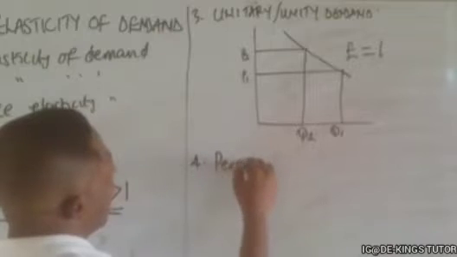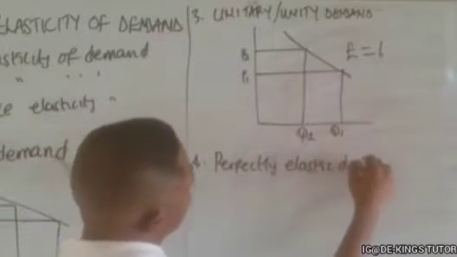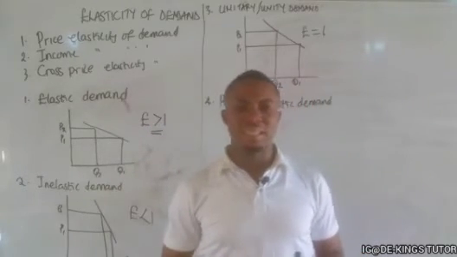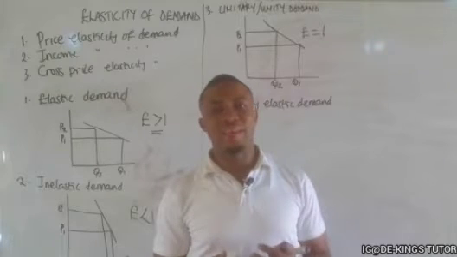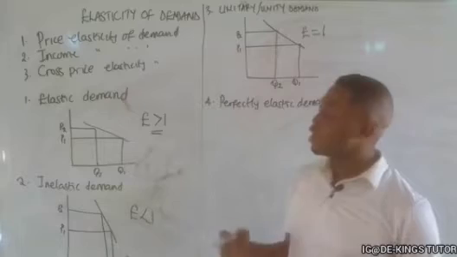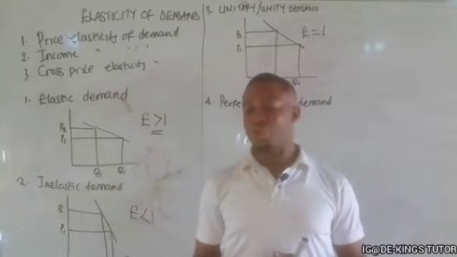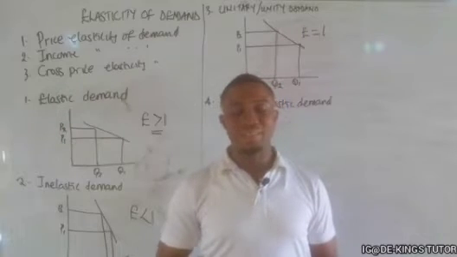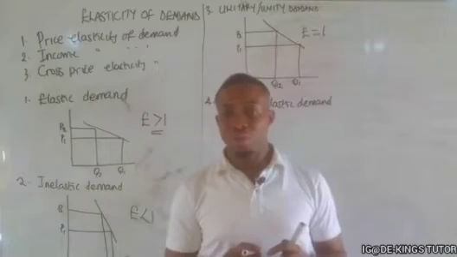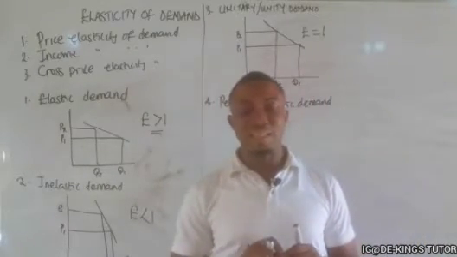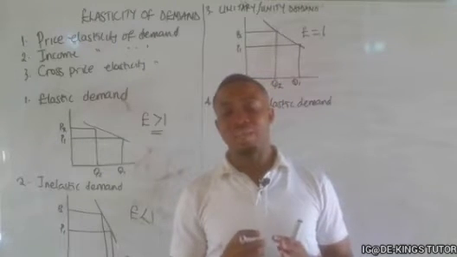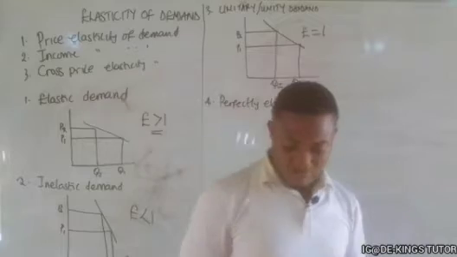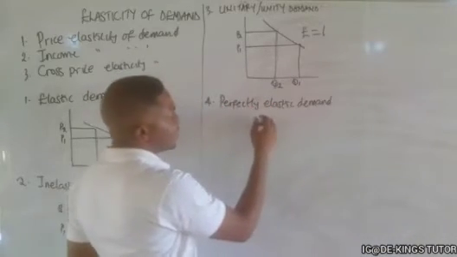The first one, perfectly elastic demand. Demand is said to be perfectly elastic when a change in price has an infinite effect on the change in quantity demanded. In such a situation, a slight increase in price may make consumers stop purchasing that item, and a slight decrease in price may make people purchase all of the item. So what is perfectly elastic? It means that a slight change in price has an infinite effect on the quantity of the item demanded. When this happens, we say the demand is perfectly elastic.